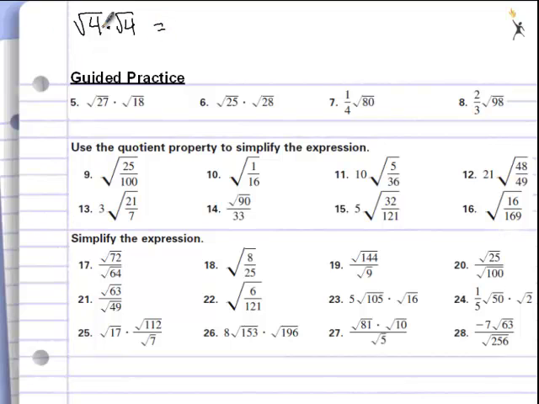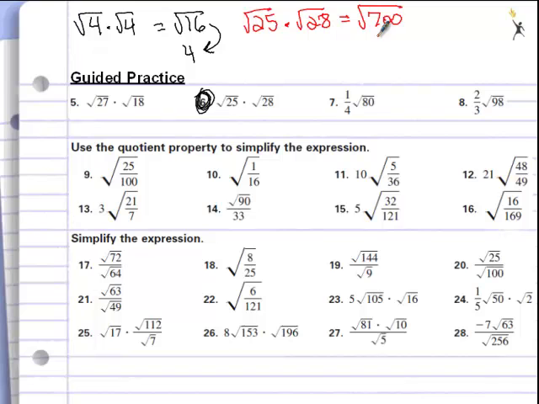Now forget the fact that the square root of 4 is 2 and 2 times 2 is 4. What I want you to see is this. The square root of 4 and the square root of 4 multiplied gives you the square root of 16. The square root of 16 can be reduced to 4. You can also take and look at number 6. Let's do number 6 together. You can take the square root of 25 times the square root of 28, and you can get, if I turn on my calculator, the square root of 700.